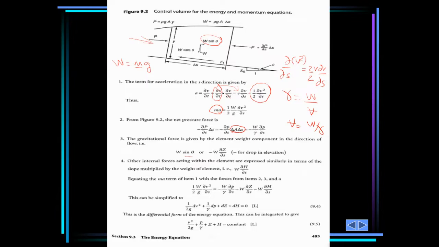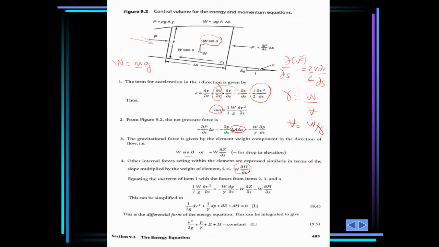Now, this is the analysis of the two forces, the gravitational force as well as the pressure force acting on the fluid element. Of course, we have other internal forces within the element, such as the viscous force. Other internal forces acting within the element are expressed similarly in terms of the slope multiplied by the weight of the element. You can see this is W ∂z/∂s, this is W/γ ∂P/∂s, so multiply W by ∂h/∂s.